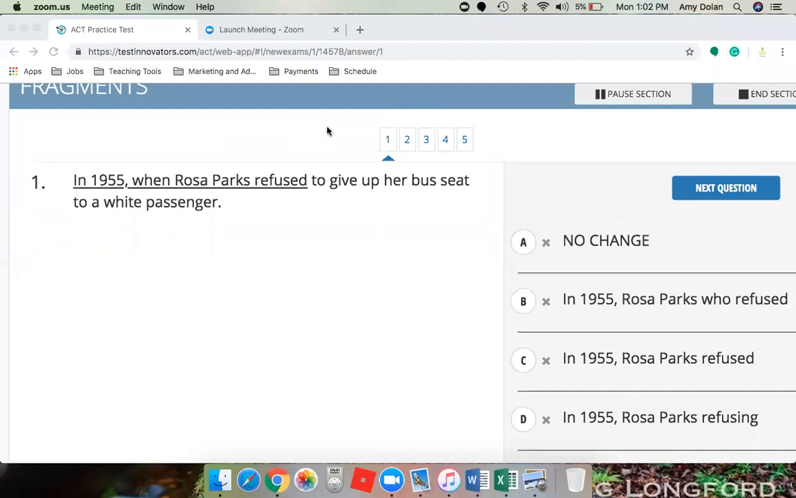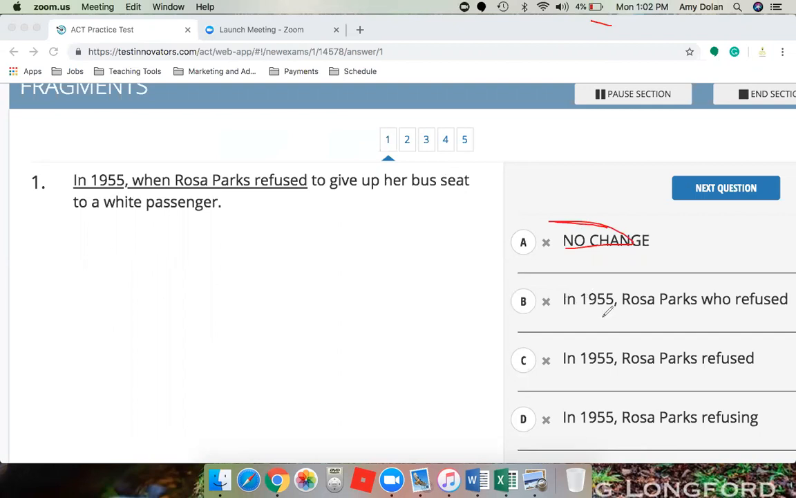It kind of leaves you hanging. If a sentence, or a thought, leaves you hanging like that, then it's not a complete sentence. In other words, in 1955, when Rosa Parks refused to give her bus seat to a white passenger, your initial reaction is to say, okay, so what happened? So we know it can't be as is, so we can get rid of that. And then you'll often find with a lot of these answer choices, it's the one that's most concise, that doesn't have extra, unnecessary words in it.